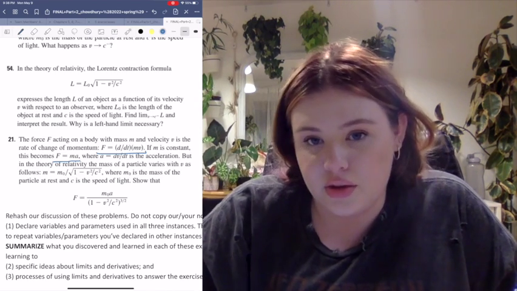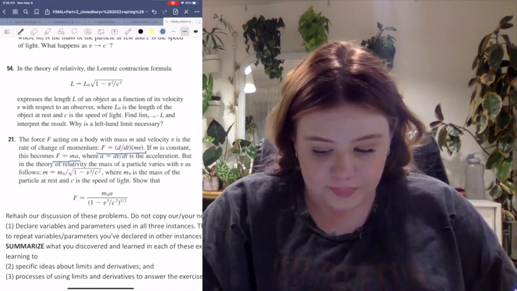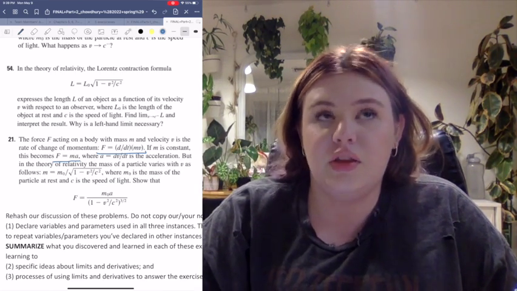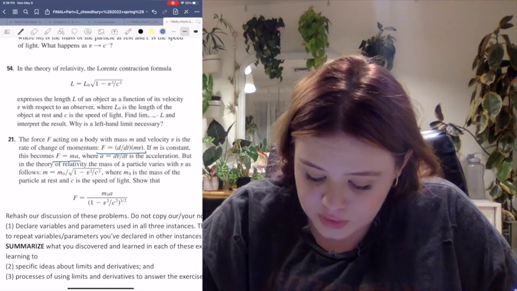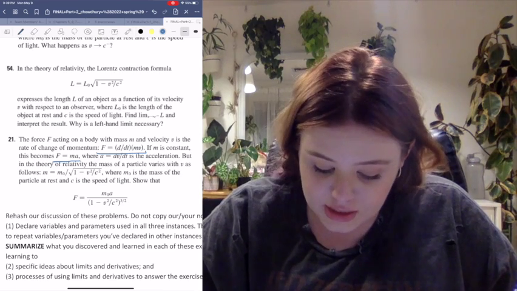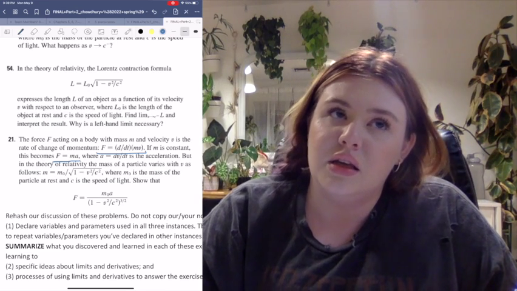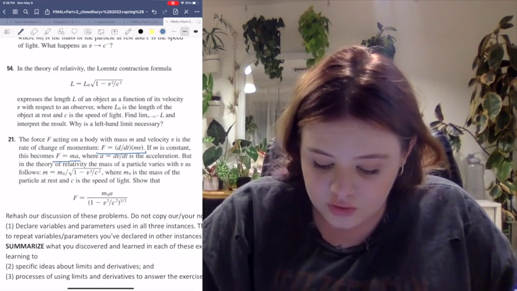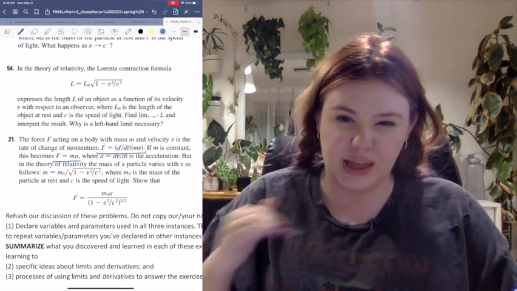So again, the derivative of velocity with respect to time. But in the theory of relativity, the mass of a particle varies. So in the theory of relativity, that mass isn't constant, so you need something else to represent it. And that mass varies with your velocity as follows. They give you an equation that is kind of a gateway between velocity and mass. So mass depends on velocity, so this is the formula for how they're related.